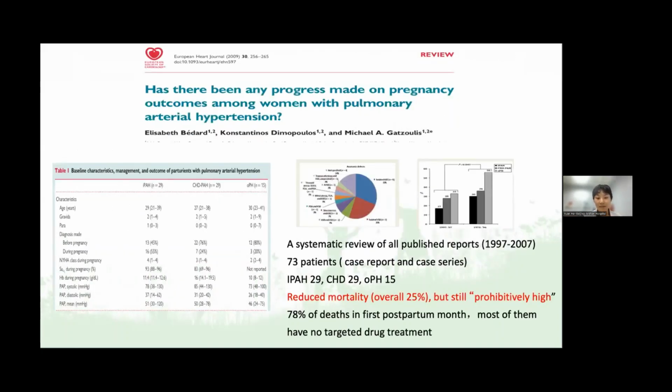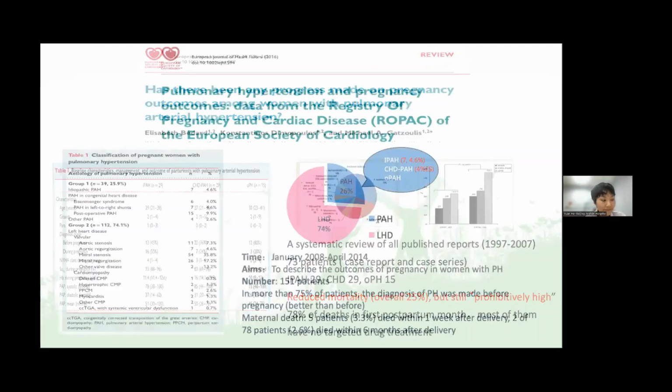This is a systematic review of all published reports from 1997 to 2007. 33 patients were included, including 29 IPH patients, 29 PH associated with congenital heart disease, and other PH of 5 patients. We can see the reduced mortality over the years, but still prohibitively high. And 78% died in the first postpartum months, and most of them had no targeted drug treatment.